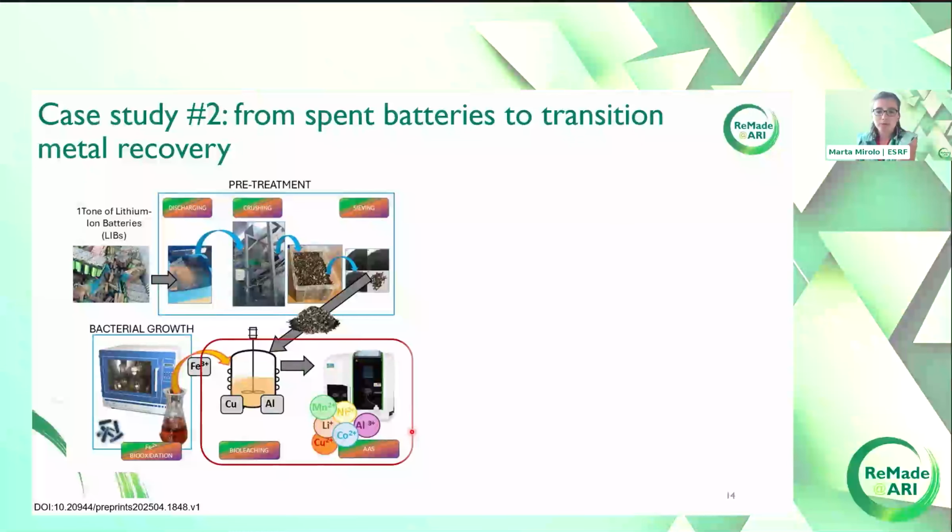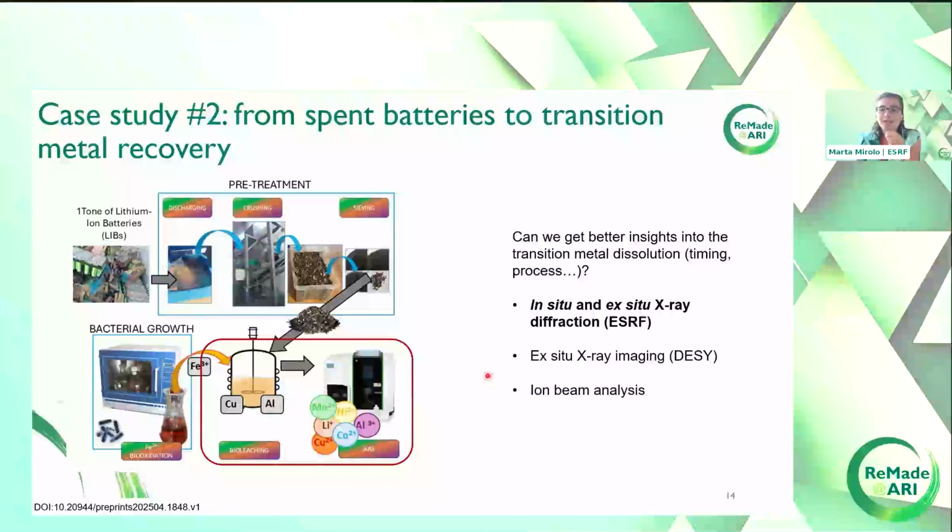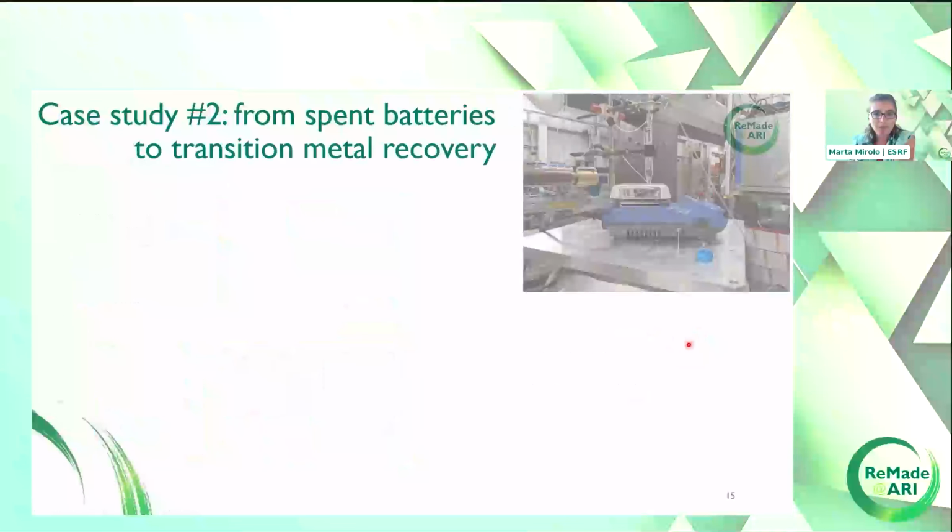So they approached Remade asking, okay, can we get better insights on how the transition metals are dissolving? What is the time frame? What is the process that is happening? And for that, they asked for different techniques, among which in situ and ex situ X-ray diffraction. So I will focus on this part, on the X-ray diffraction.